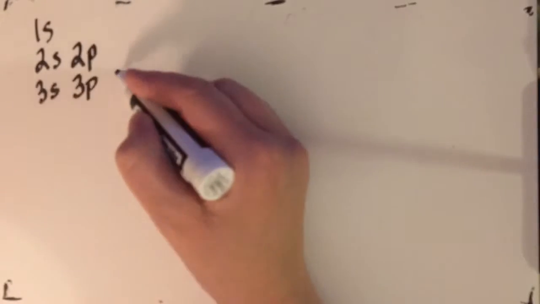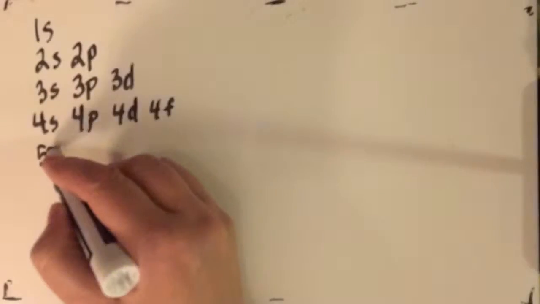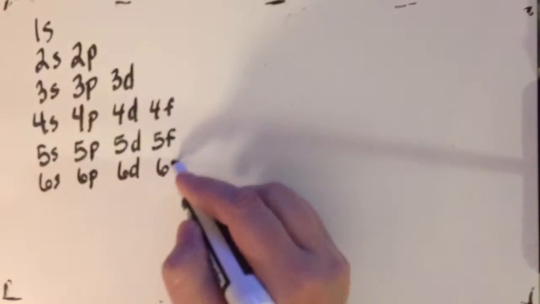You can follow this same procedure for writing any electron configuration. Learn how to draw the diagonal diagram, learn how to use it, and you're good to go.